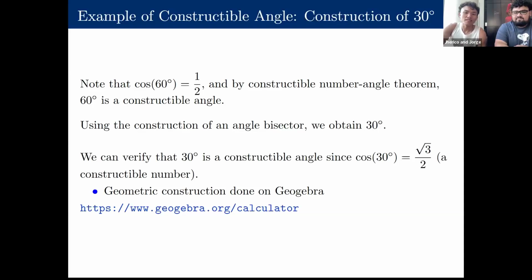But let's verify that this is actually a constructible angle. And so we take the cosine of 30, which gives us the square root of 3 over 2, which we can conclude is a constructible number because the square root of 3 over 2 is a real number.